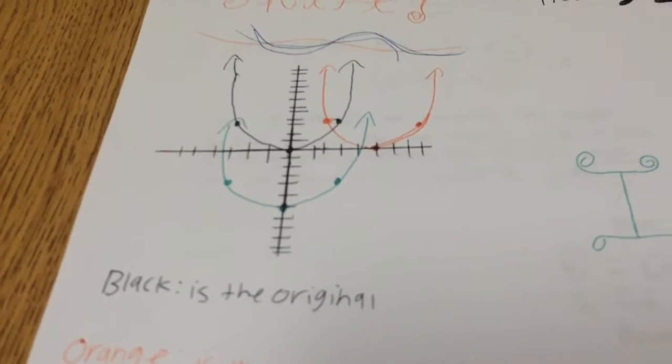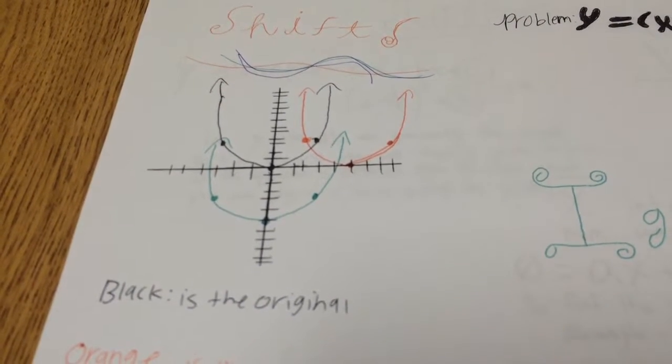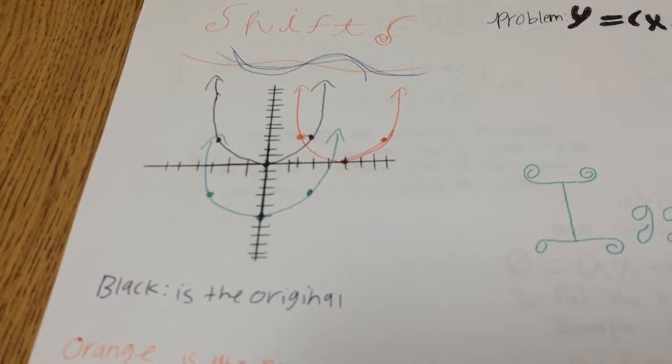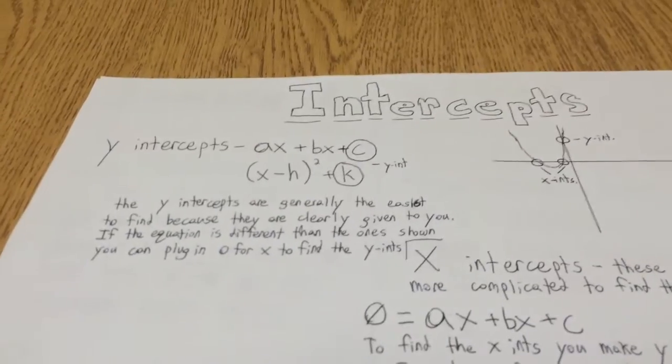Black is the original. Orange is the parabola that has an h that is negative and moves right. Green is the parabola that has a k that is negative and moves down. (x minus h) squared plus k.